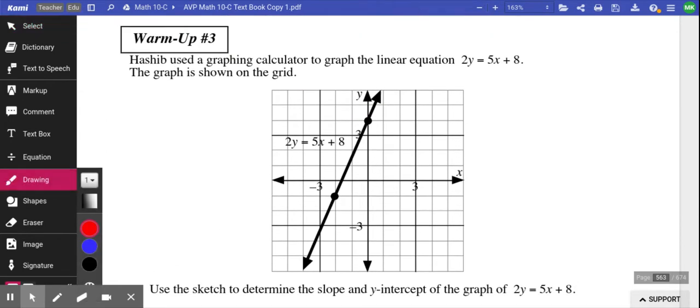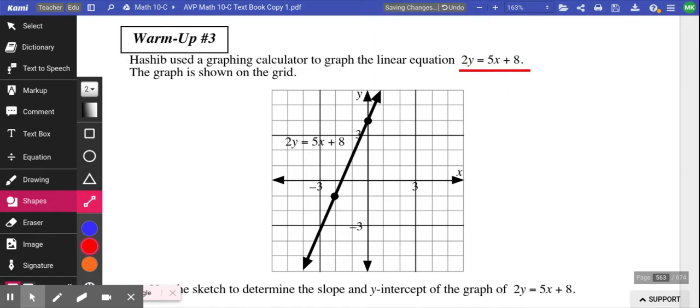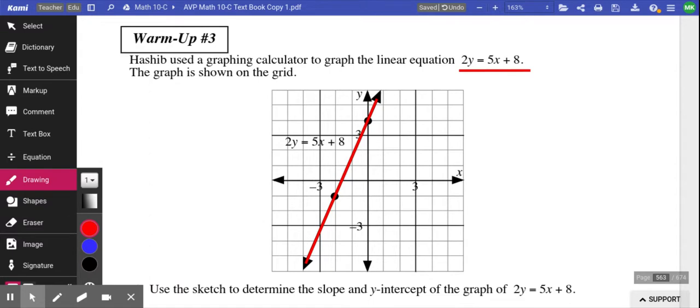Okay, so he graphed this equation right here. When he graphed it, he got this. If we look and we calculate the slope, it equals 1, 2, 1, 2, 3, 4, 5. The slope is 5 over 2. And the y-intercept, if I look at this graph, is up here at 1, 2, 3, 4. Y-intercept's at 4.